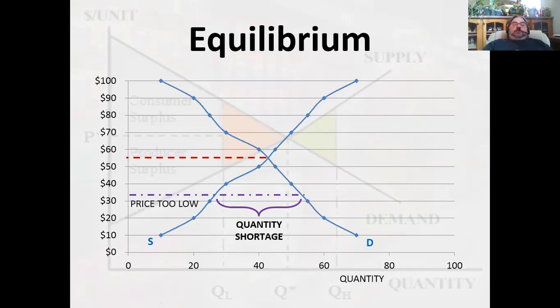Now, as we just talked about, if he sets the price too low, we experience a quantity shortage. So the suppliers were willing to set a price, in this case $32 or $33. But at that price, they were only willing to make about 26 or 27 items. People were willing to buy 53 items, but only 27 were available. So we have a shortage of goods out there on the market.